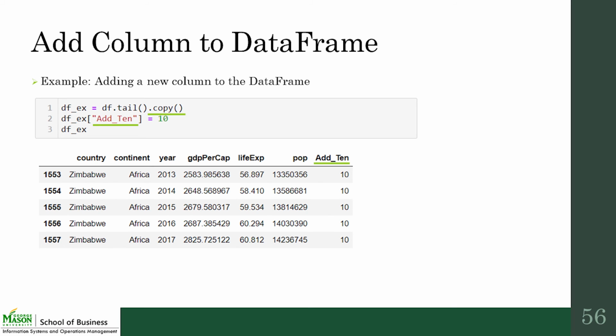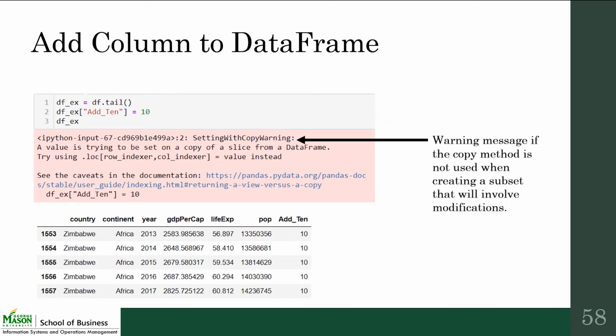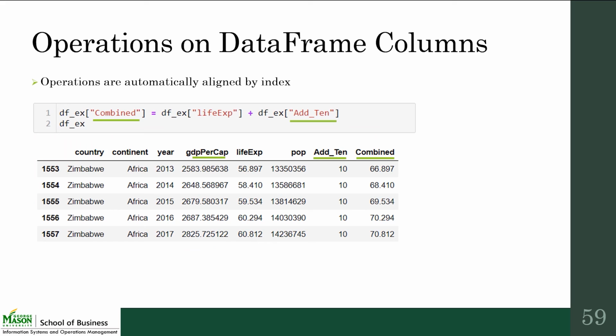The value 10 is assigned, meaning that the data value of 10 will be assigned in each row of this new column. The copy method is chained to the tell method because modifications will be made to the new data frame. Not using the copy method will result in a warning message when the program executes. All operations done within a Pandas data frame are automatically aligned by the index.